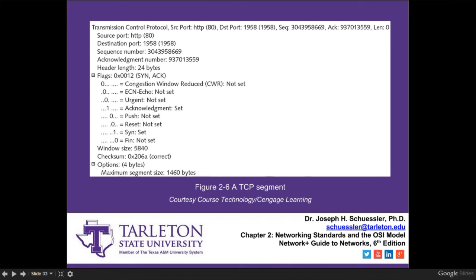So here's an example of what a TCP packet might look like, some of the information in that packet. We have our sending port or our source port, our destination port, our sequence number, acknowledgement number, length, etc. So a lot of information in there.